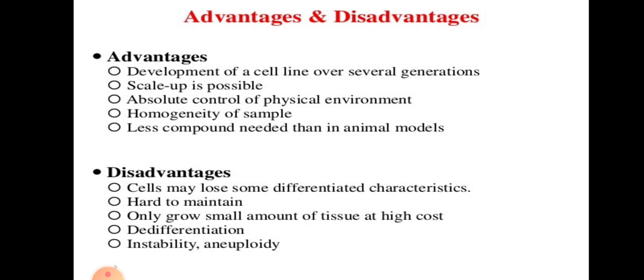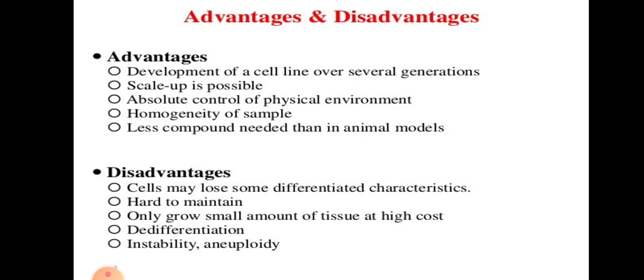Next, homogeneity of sample. Homo means same, so same genes in the sample. Less compound needed than in animal models. Plants of the desired variety can be produced through tissue culture. This experiment is performed under sterile condition, so the chances of seed-borne diseases are greatly reduced. Compared to other methods such as grafting and budding, this is a faster and more efficient method.